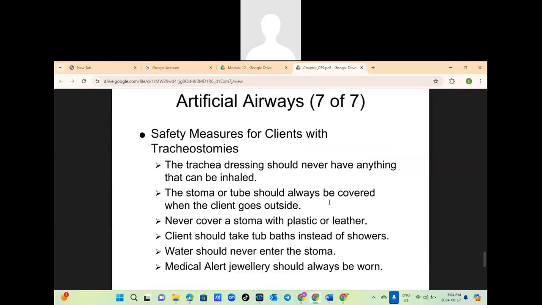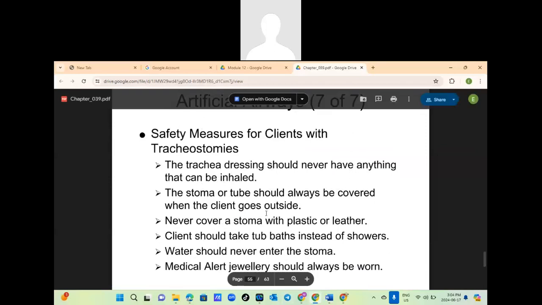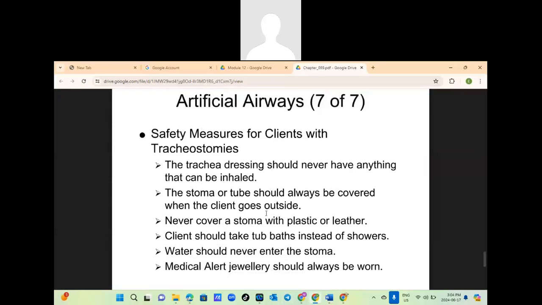The stoma or tube should always be covered when the client goes out. When we went out for a checkup, I saw some patients with cancer who wear scarves, so you would never know they have a trach because of this fashionista scarf, which really helps with the person's self-esteem, right? When you say self-esteem, you feel good about yourself.